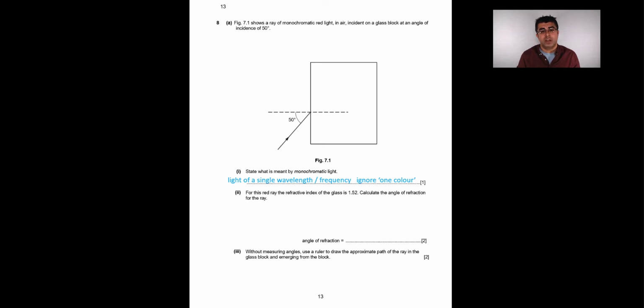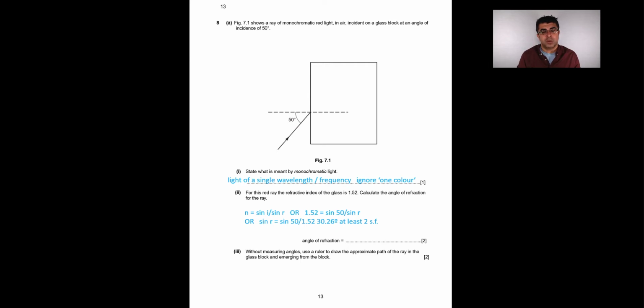For this red ray, the refractive index of the glass is 1.52. Calculate the angle of refraction. Well, n equals sine i over sine r. Sine r equals sine i over n. Sine of 50 divided by 1.52 will give you some sort of decimal. Shift sine of the answer will give you 30.26 degrees.